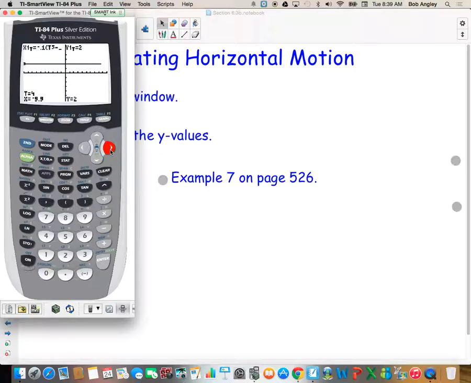How many of you are in a physics class? Okay, all right. Now, if you're in a physics class, do y'all do position, velocity, acceleration?